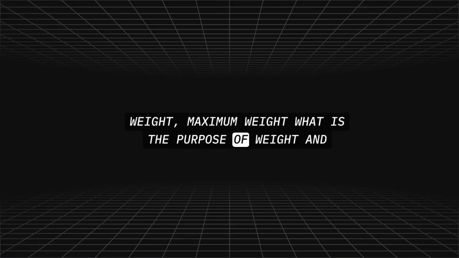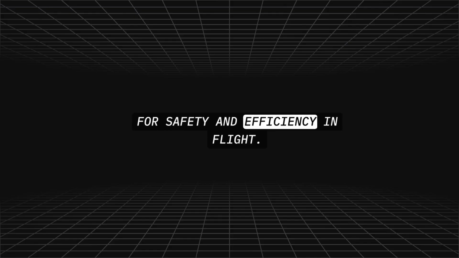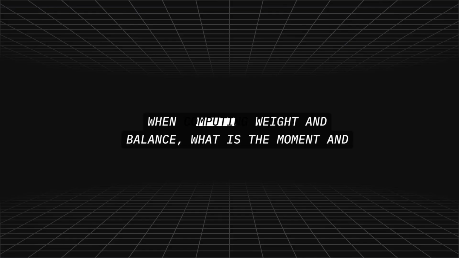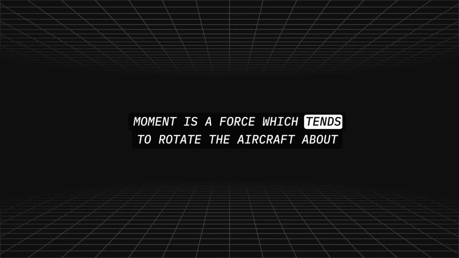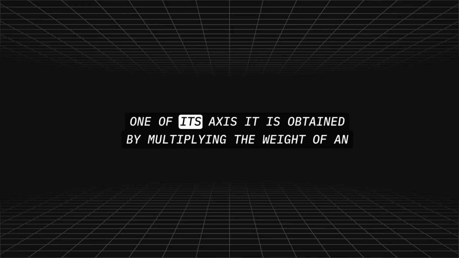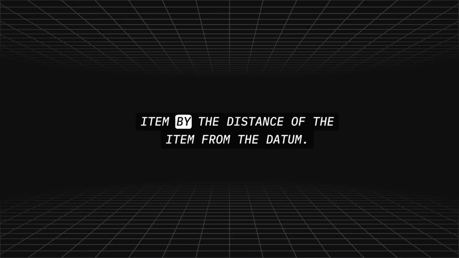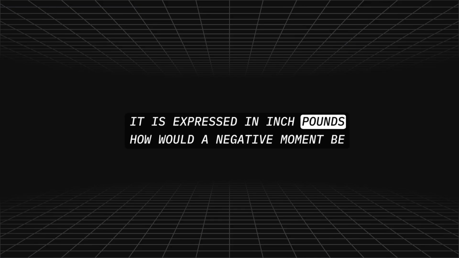What is the purpose of weight and balance control? For safety and efficiency in flight. When computing weight and balance, what is the moment and how is it obtained? Moment is a force which tends to rotate the aircraft about one of its axes. It is obtained by multiplying the weight of an item by the distance of the item from the datum. It is expressed in inch-pounds.